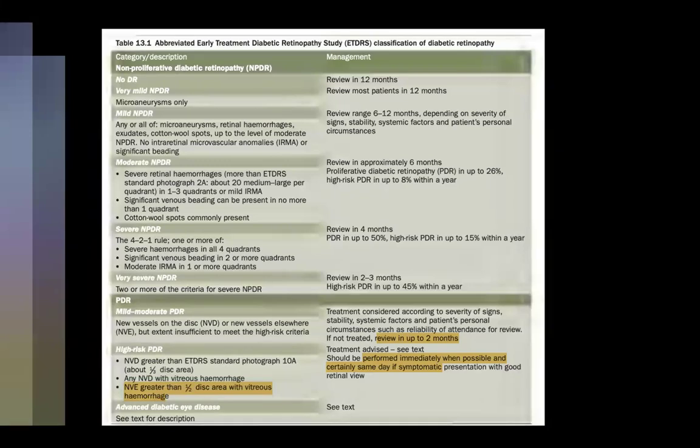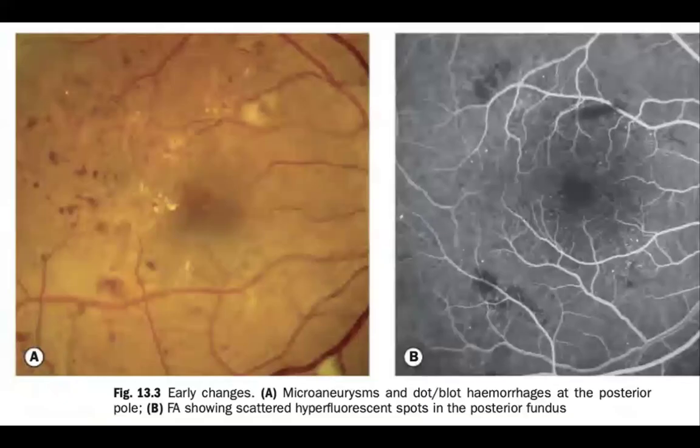Doing laser treatment reduces the chances of new blood vessel formation by 50%. And if there's a bleeding, then we do vitrectomy, take the blood out surgically. Yeah, so these dot and blot hemorrhages are very common with diabetic retinopathy, and these yellowish spots are the exudates.